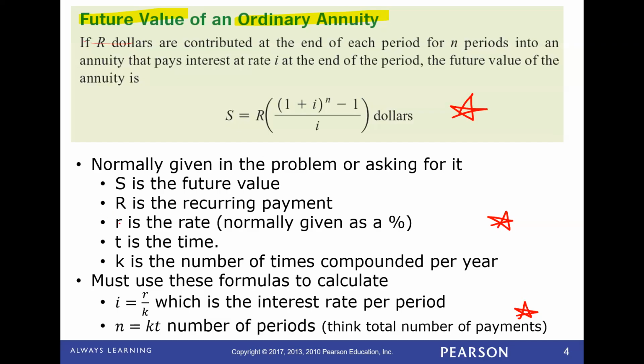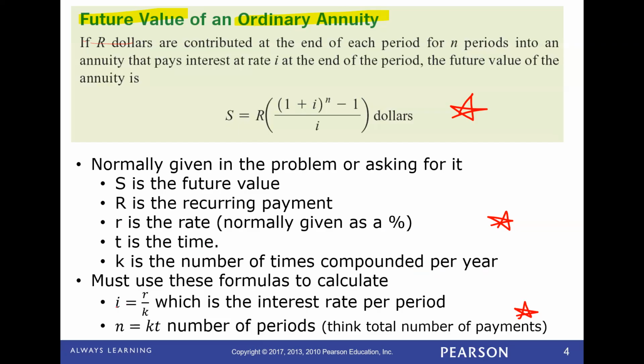Little r, so slightly different, is going to be a rate. And again, it's normally given as a percentage. T is going to be time. And K is going to be the number of times that interest is compounded per year. Again, K is normally written as a word in the problem itself.